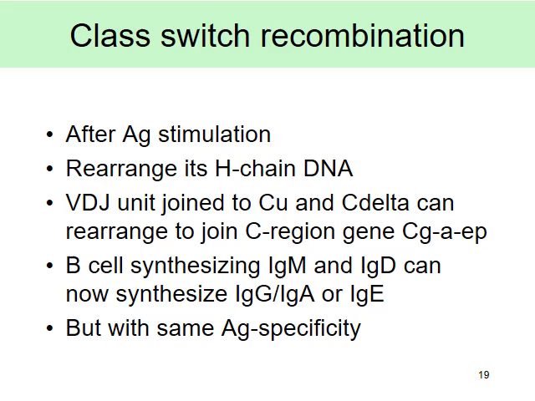When we talked about class switching in the previous slide, normally it does not happen. It only happens when there's a need for it to happen, and that happens when there's an antigenic stimulation. So in antigenic stimulation, as you saw in the previous slide, the heavy chain DNA has to rearrange.